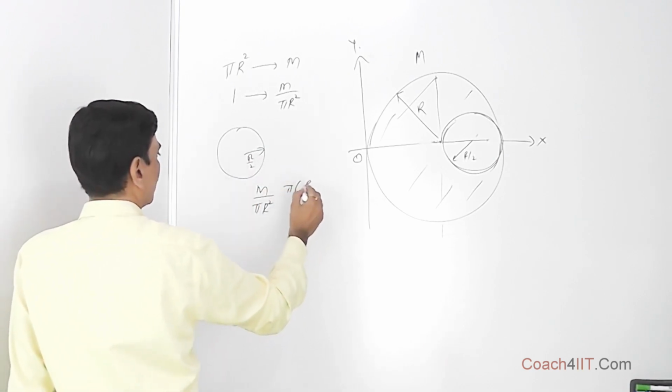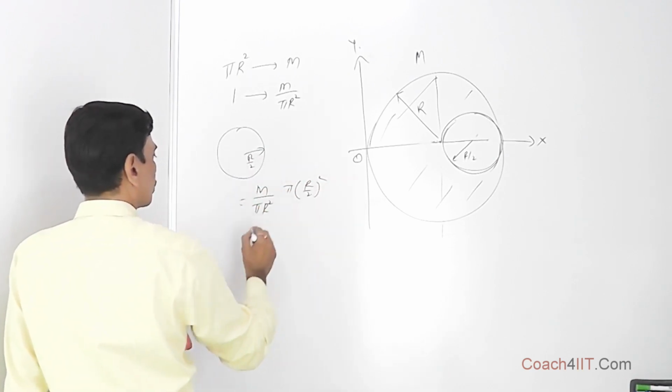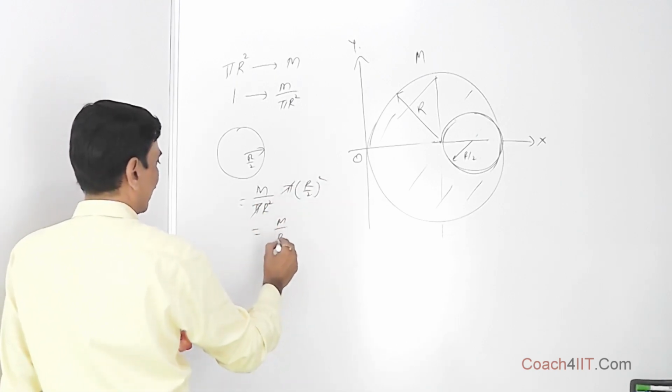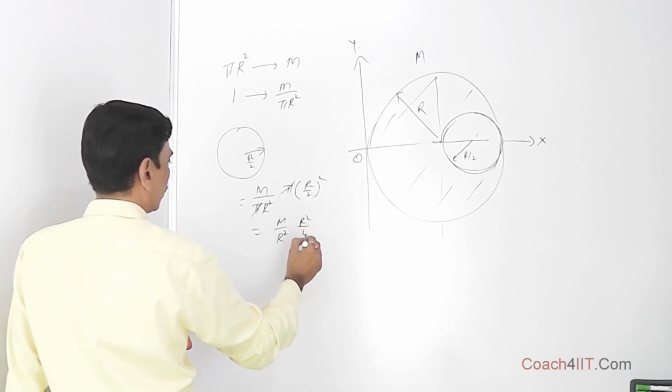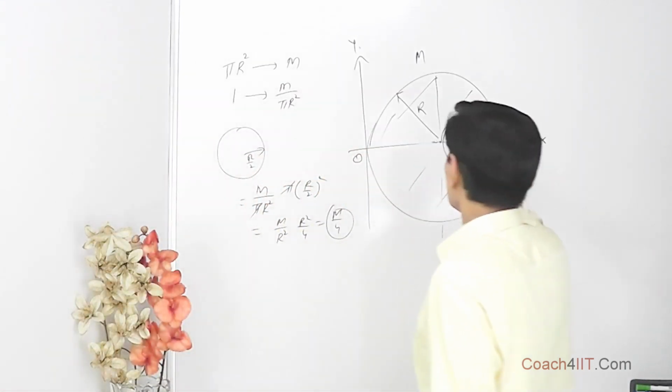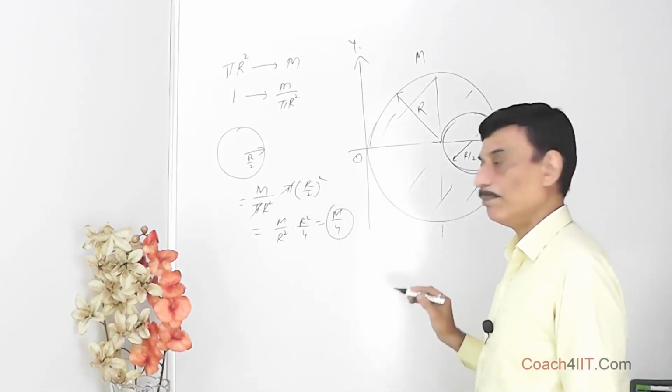This is going to be pi into (r by 2) square. So the pi gets cancelled, and this is r square by 4. So this is m by r square into r square by 4, which comes out to be m by 4. So the mass of this cut portion is going to be m by 4.